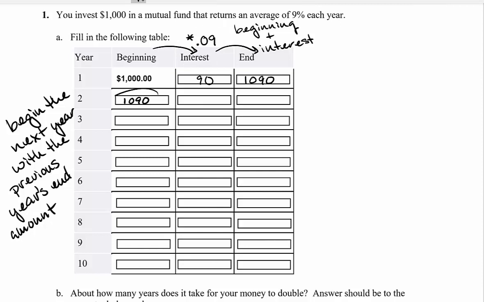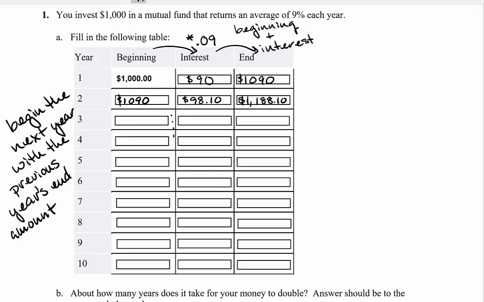So if we multiply 1,090 by 0.09, go ahead and do that in a calculator, you get 98.10. By the way, these are all in dollars. Your money's making money. It's great. Mutual funds are nice like that. And then to get your end amount for year 2, you take your beginning amount from year 2 and you add the interest. So if you add those two numbers together, you'll get $1,188.10.